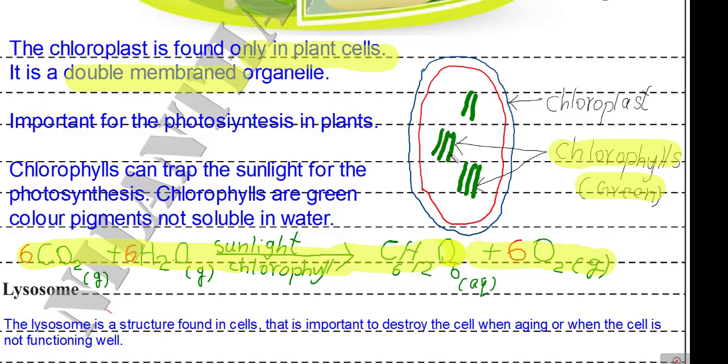Okay? Sunlight is caught by these chlorophylls. They trap the sunlight within the chlorophylls. Chlorophylls are green color pigments, not soluble in water. You can understand chlorophyll is green but the color does not come out. When you are cutting the beetroot, that is from the vacuole. That red color is soluble in water. That's why the water gets red. But if you are cutting green leaves, the water will not turn green in color. Why? These chlorophylls are not soluble in water, not dissolving in water.